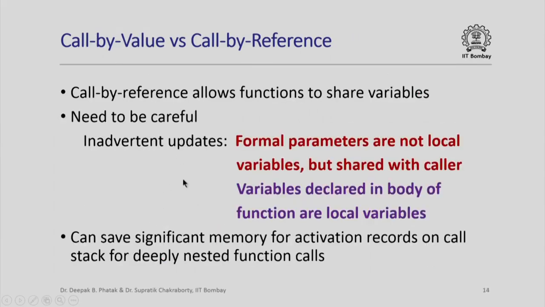Now here is a brief comparison of call by value versus call by reference. As you would have already noticed, call by reference really allows two functions, the caller and the callee, to share variables, but this means we also need to be careful because we may end up doing inadvertent updates. When a function is called by reference, its formal parameters are not local variables, but variables shared with the caller. However, the other variables declared in the body of the callee function are indeed its local variables. And we have also seen that by using call by reference, we can save significant memory for activation records when we have deeply nested function calls.